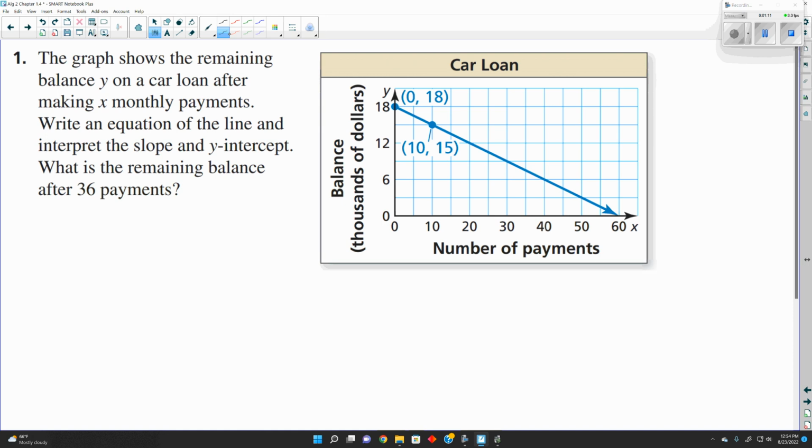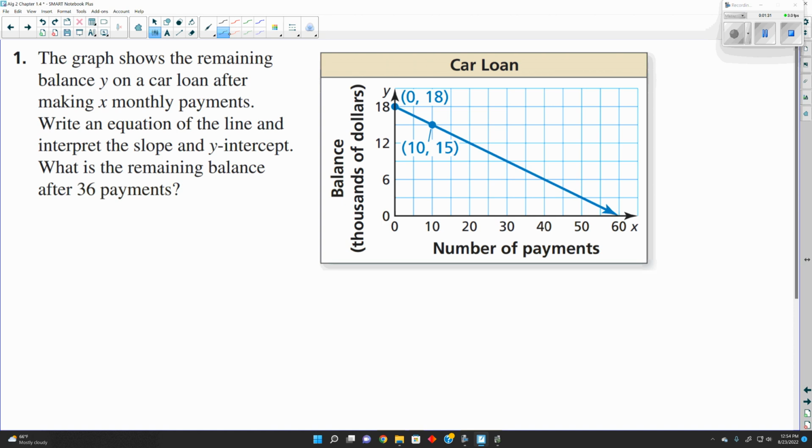Now for this here, the graph shows the remaining balance y on a car loan after making x monthly payments. Write an equation of the line and interpret the slope and y-intercept. What is the remaining balance after 36 payments? Okay, so the first thing we can do is find the slope. We need to find the slope of the line.